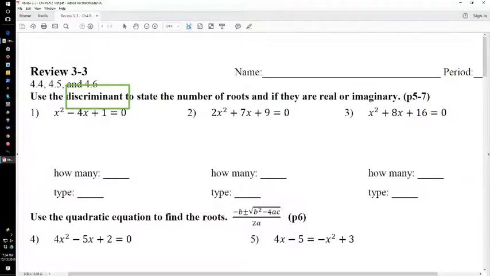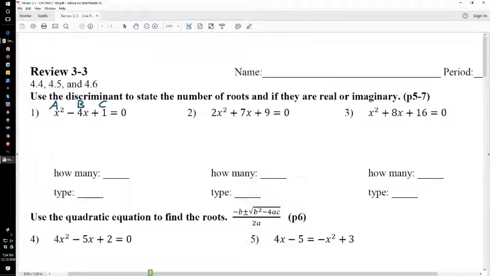We use the discriminant, which, if you recall, is that area right underneath the radical in the quadratic formula. All right, that's b squared minus 4ac. So what we're going to do, remember, is figure out how to use it. Remember, that's a, b, and c. Those are the coefficients, not the x values, just the coefficients.